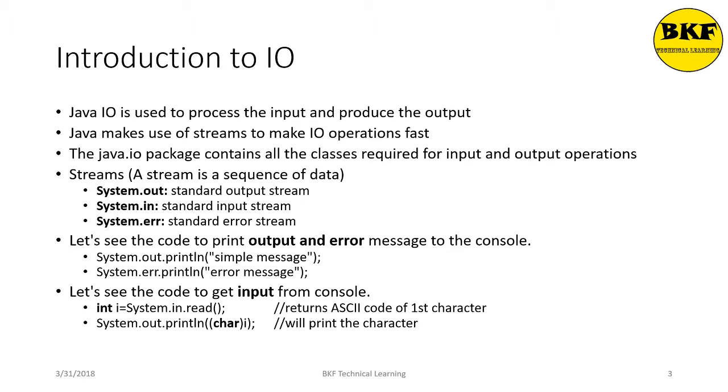System.out is the standard output stream. System.in is the standard input stream. System.err is the standard error stream. Let's see the code to print output and error messages to the console. If I type System.out.println, I'm going to use the output stream, whereas if I type System.err.println, it will be the error stream.